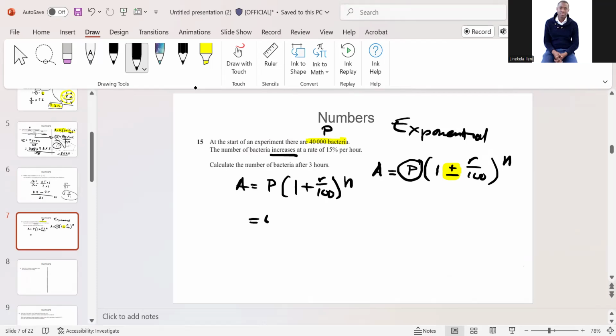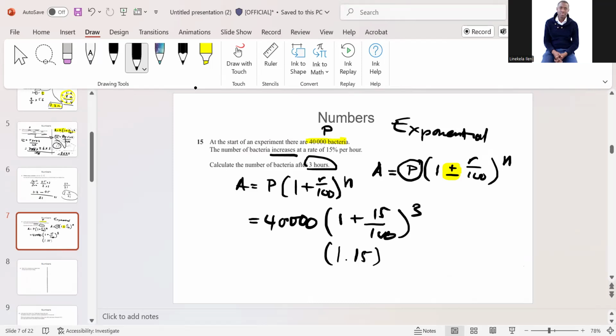In this case, my P is 40,000. So I write 40,000 times 1 plus the rate, which is 15 over 100, to the power of what, guys? To the power of 3, because we are told that the time is 3 hours. Then if you're doing this without a calculator, 15 divided by 100 is just 0.15, and then 1 plus 0.15 will be 1.15 cubed.